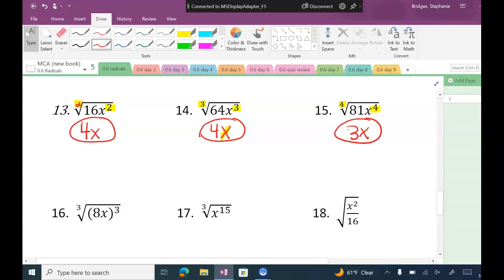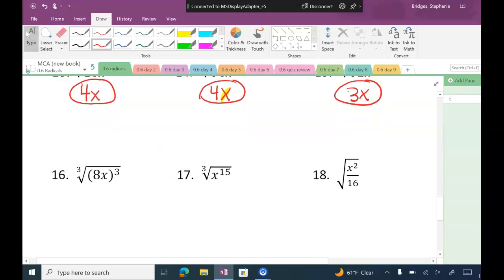With 16, we need to talk about this. There's a couple of different ways this one can be worked. Do you notice how the 8x is in parentheses and the 3 is on the outside? So the last section that we did was the exponents, and because that 8 and the x are in parentheses with the 3 on the outside, what gets the 3? Just the 8, just the x, or both? Both, okay.